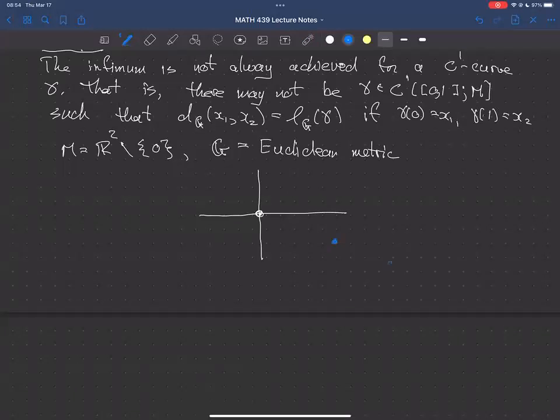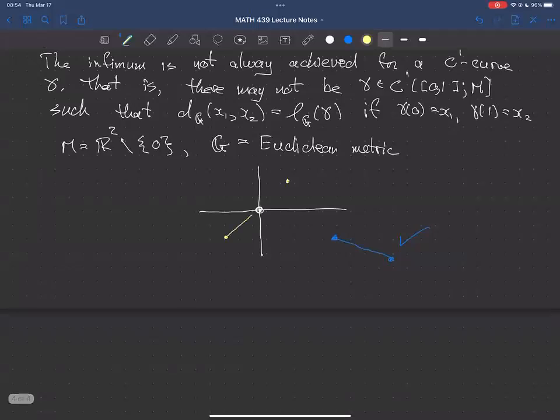Out here, I have these 2 points, and there's no problem. There's a straight line that connects them, and so the distance between these 2 points is exactly the length of that curve. But if I take 2 points like this, any curve is going to come along here, but you're going to have to go around the little hole there. And so the infimum of the length of all of those curves is just that distance in the unpunctured plane, but there's no curve that achieves that minimum distance.